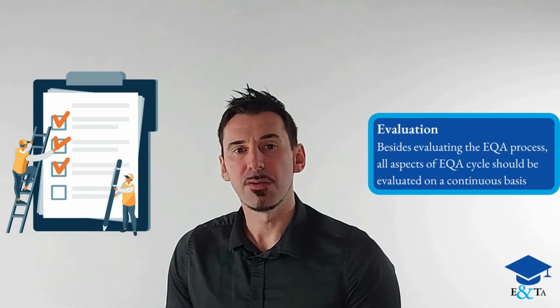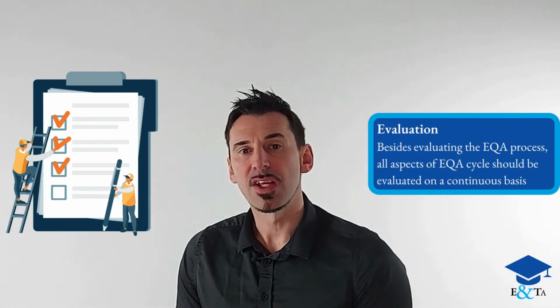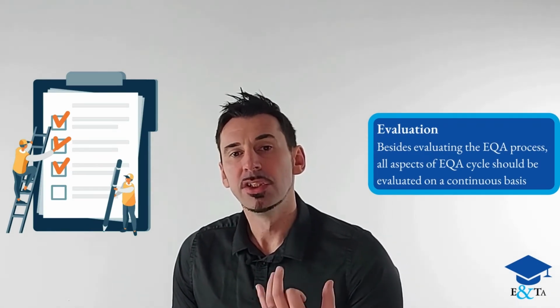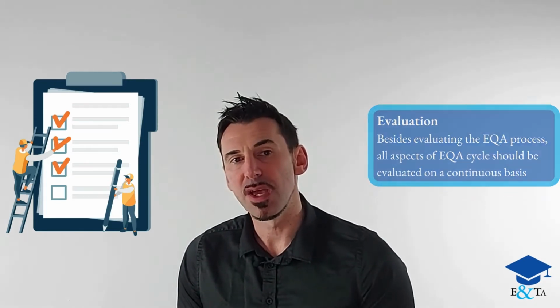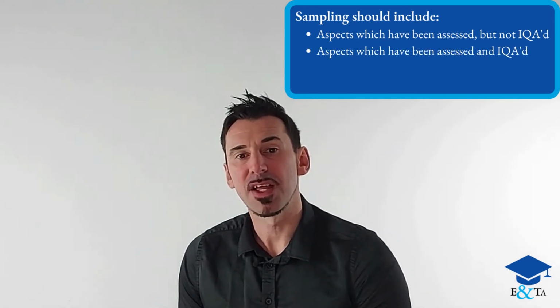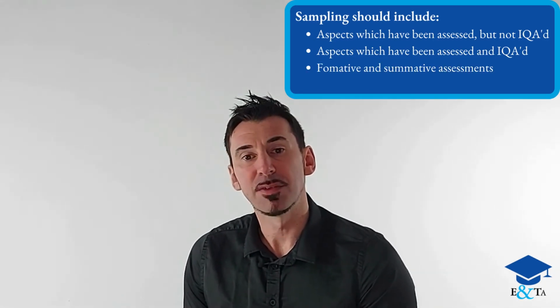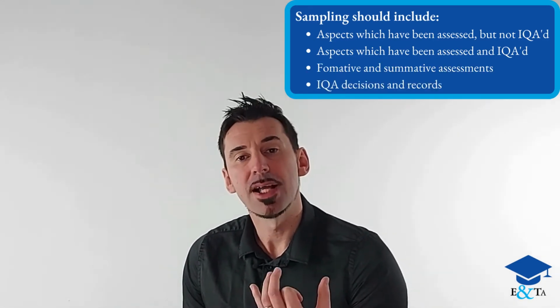So as well as evaluation of the EQA process, all aspects of the EQA cycle should be evaluated on a continuous basis. Sampling should also include aspects which have been assessed but not internally quality assured, as well as aspects that have both been assessed and EQA'd. Aspects sampled should also include formative and summative assessments and EQA decisions and records.